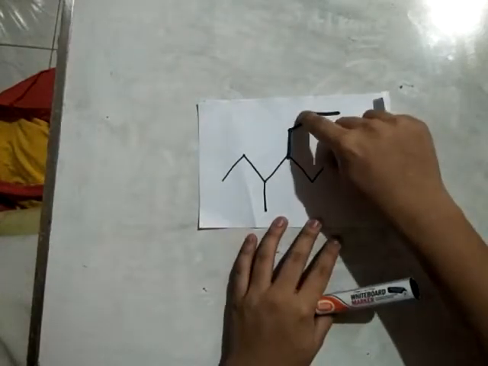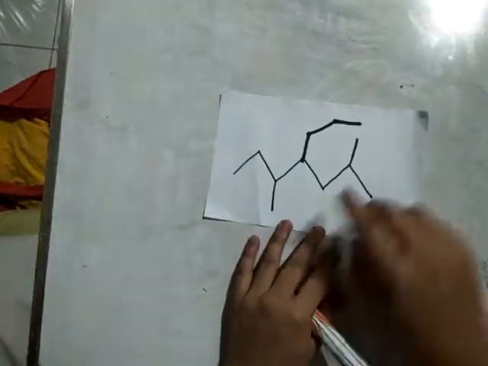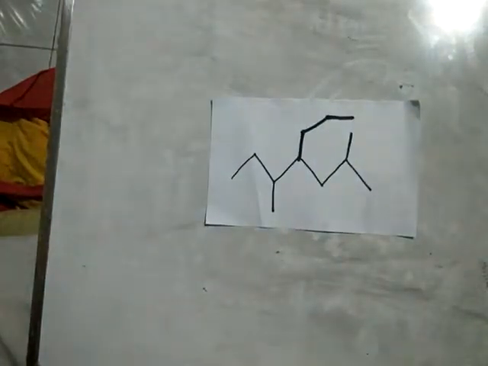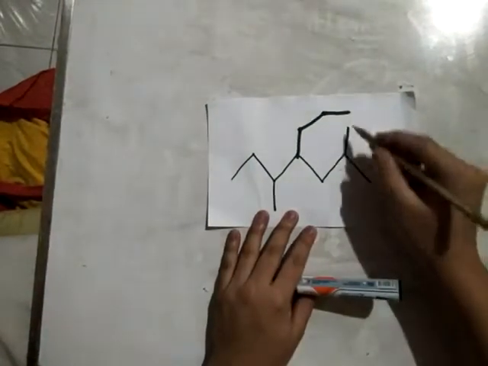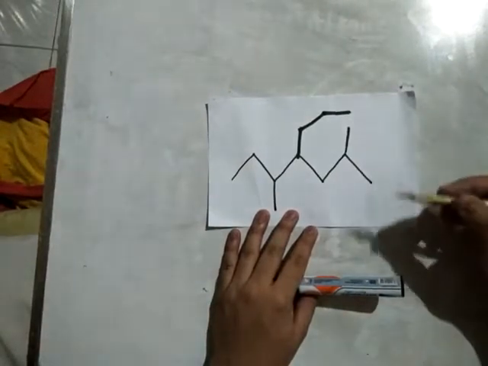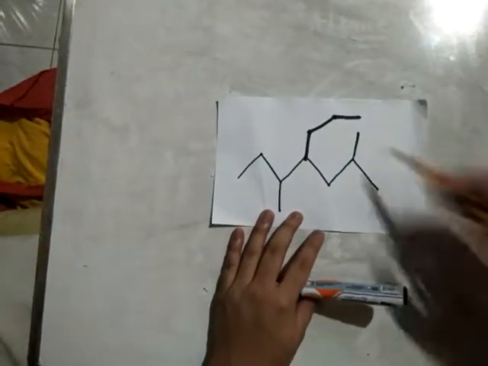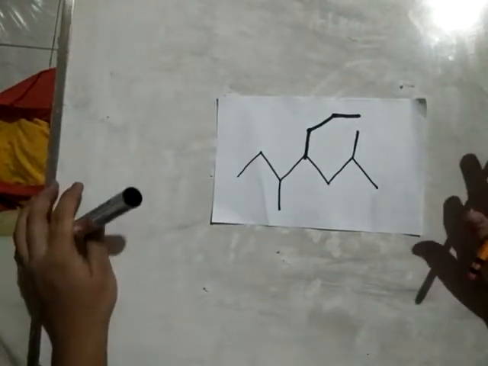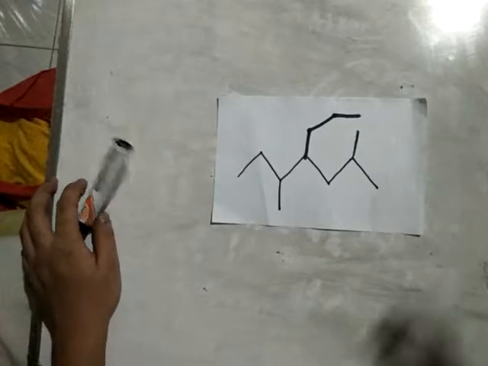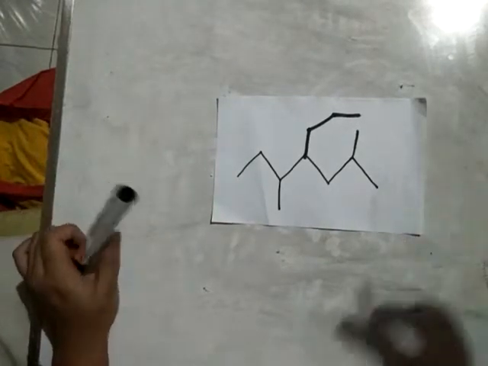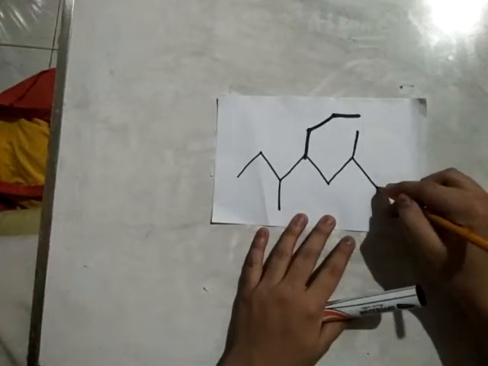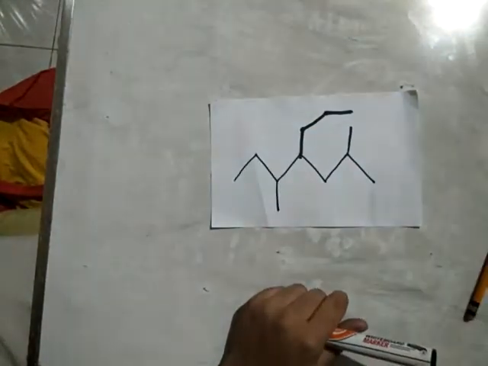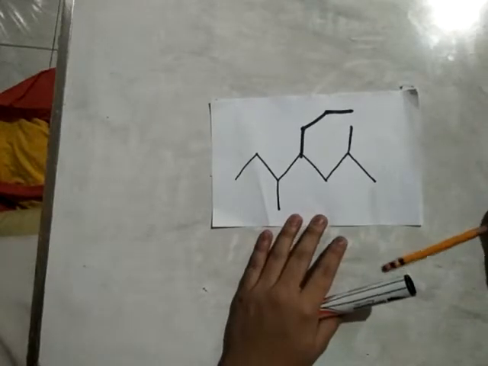We could go for this parent chain. But honestly, this would form this weird thing here, which is a bit of a complicated thing to name right now, since you don't know other stuff yet. But we'll get there. For now, let's make this thing simple. Let's name it from here. 1, 2, 3, 4, 5, 6, 7. Where do we number from?